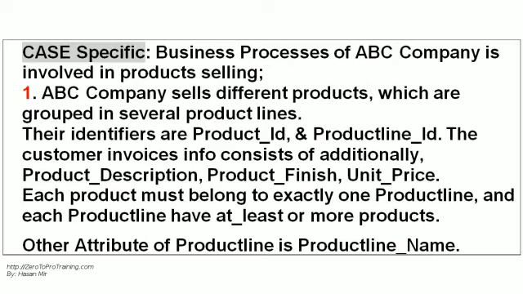Next, case-specific. The business processes of ABC company involve selling products. 1. ABC company sells different products, which are grouped in several product lines. Their identifiers are product_id and product_line_id. The customer invoice info additionally consists of product_description, product_finish, unit_price. Each product must belong to exactly one product line, and each product line has at least one or more products. Another attribute of product line is product_line_name.